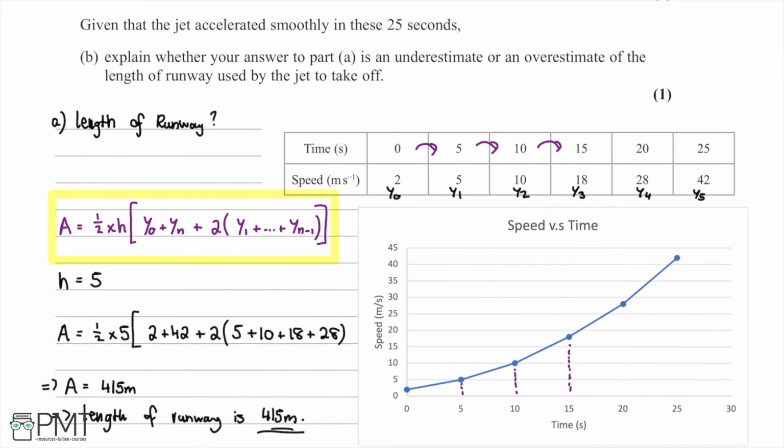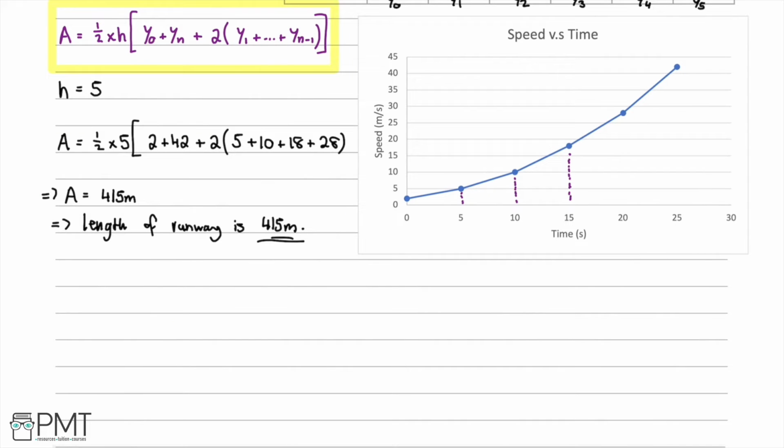So we now move on to part B of the question, where we're asked to explain whether your answer to part A is an underestimate or an overestimate of the length of the runway used by the jet to take off. To answer this question, we're going to take a look at our graph. We've used the trapezium rule, and what we need to think about is whether this is going to overestimate or underestimate the area. So what do we mean by overestimate or underestimate?